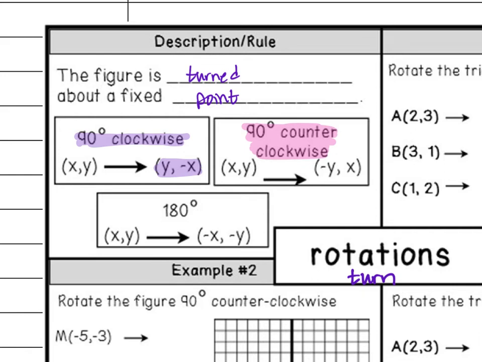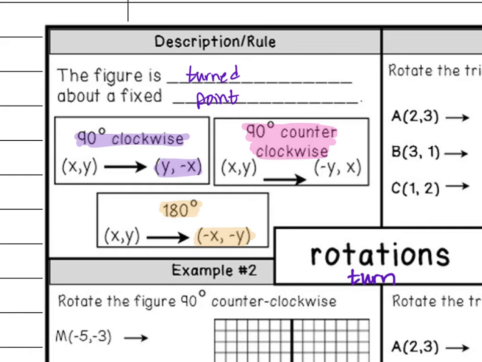So in my rotations, if it's 90 degrees, my X and Y flip positions. My X becomes my Y, my Y becomes my X. If it's clockwise, the X changes signs. If it's counterclockwise, the Y changes signs. Okay? And if it's 180 degrees, then all that happens is both the X and the Y change signs. They stay in the same position and they just change signs.